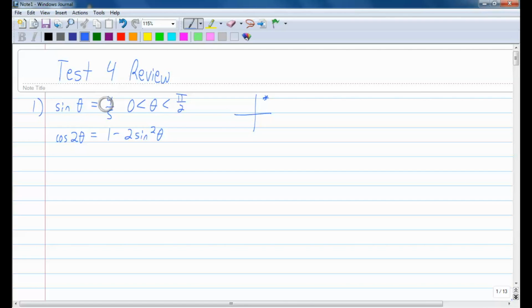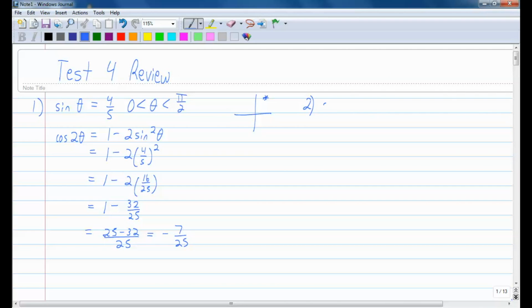We were given that sine of theta is 4/5, so this is going to be 1 minus 2 times 4/5 squared. It's sine squared, so 4/5 squared. So that's 1 minus 2 times 16/25, or 1 minus 32/25. Get a common denominator of 25, so it's going to be 25 minus 32 over 25, or negative 7 over 25, and that is A.